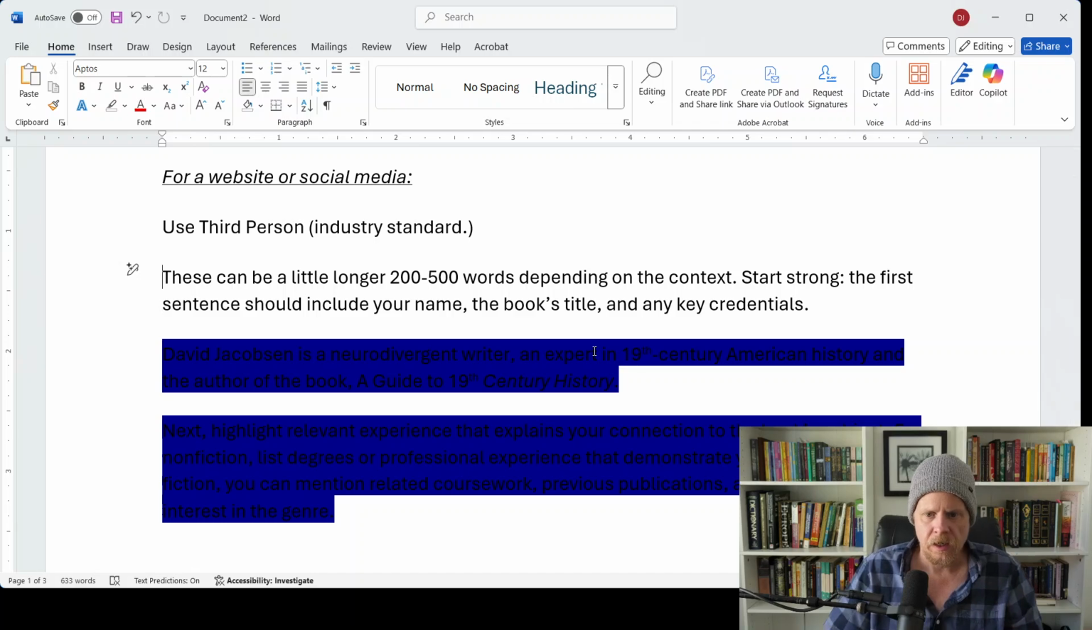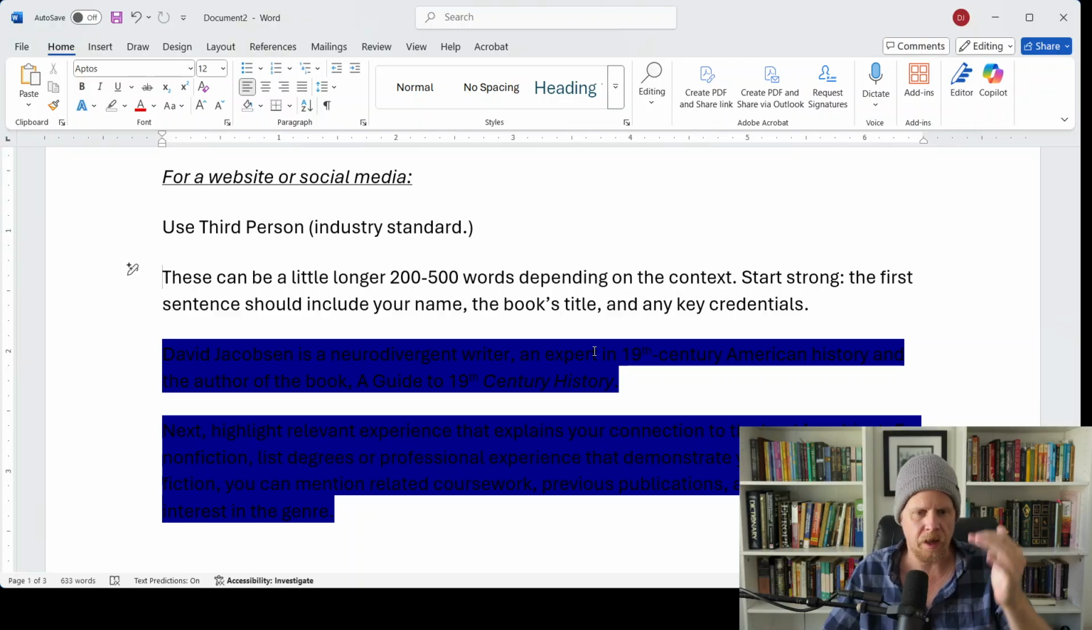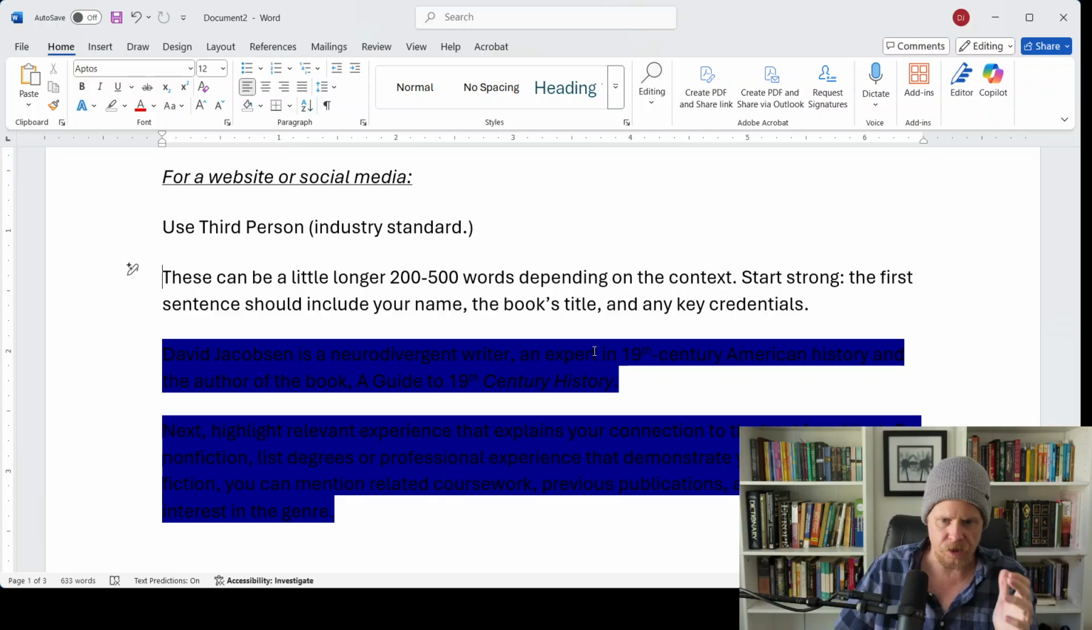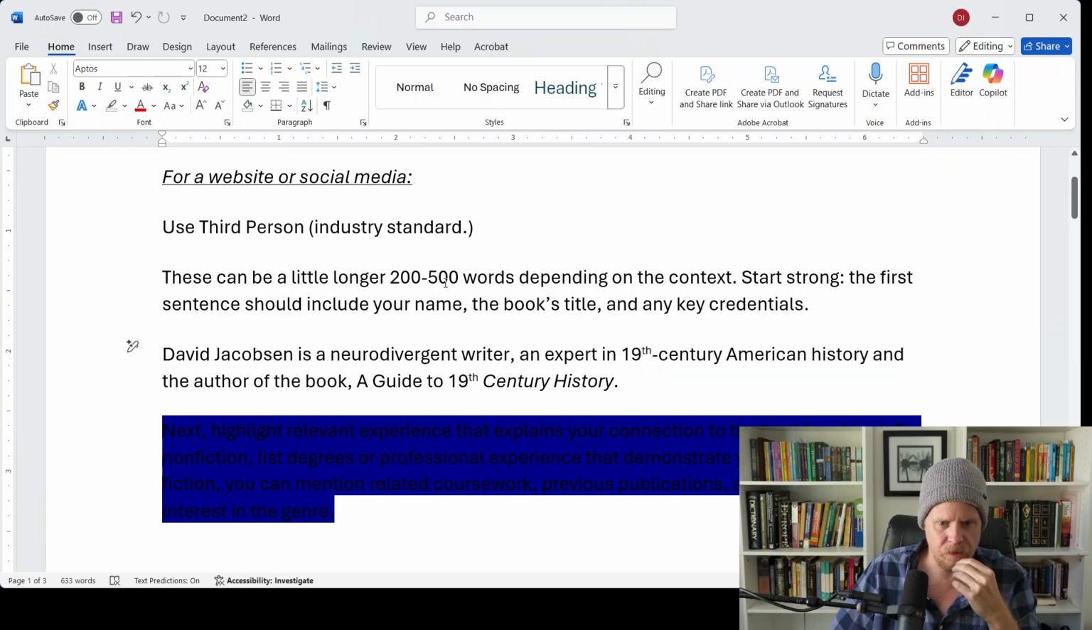Depending on the context. Start strong, guys, right? The first sentence is going to be what most people read. Not everyone's going to read your entire bio. So you want to get the key information up front, right? So your first sentence should definitely include your name, the book's title, if there's a specific book that you're marketing or promoting, and any key credentials, right? So let's take a look at some more details on this.